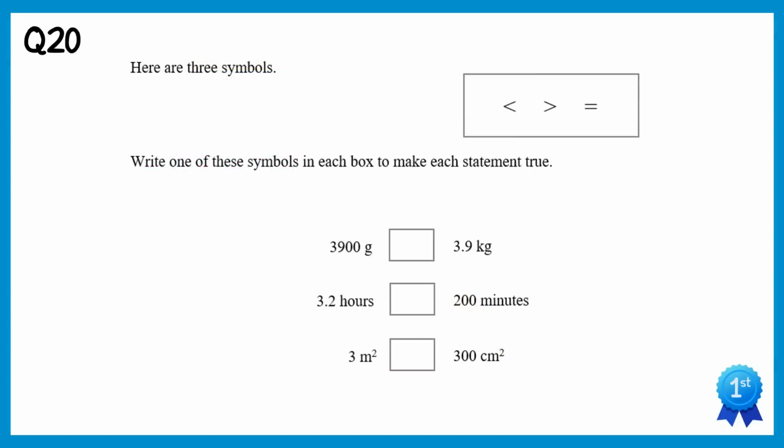For the first part of this question, you should know that there are 1,000 grams in a kilogram. So if you do 3,900 divided by 1,000, you get 3.9. So the first one is actually equal.